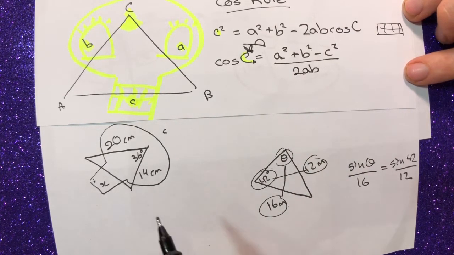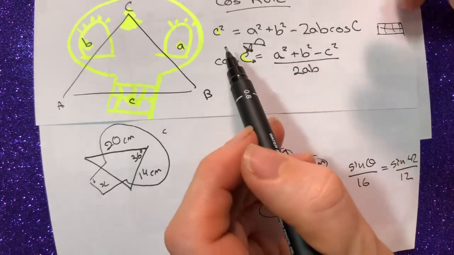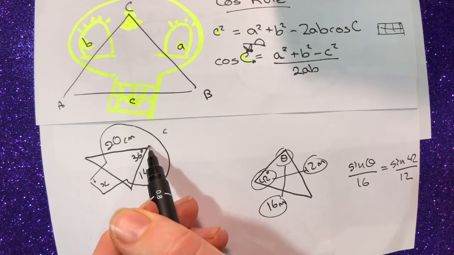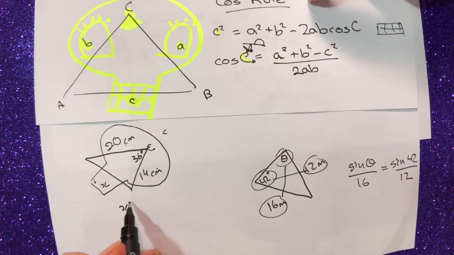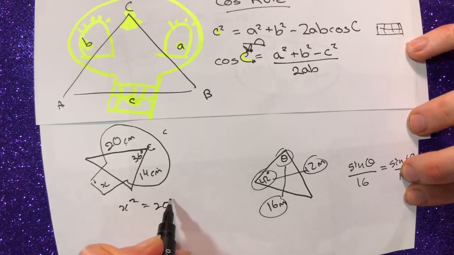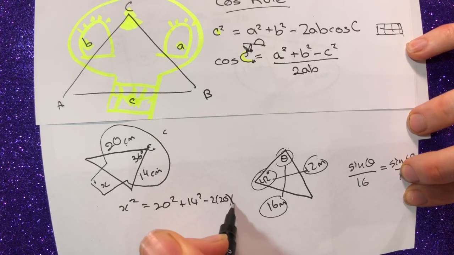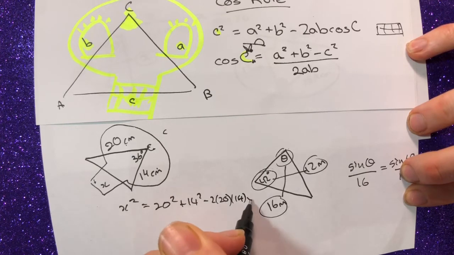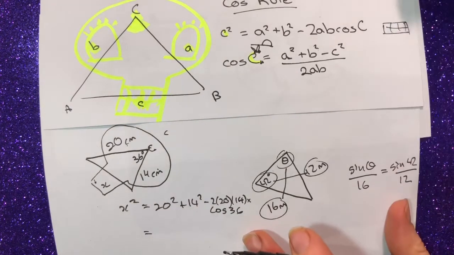Anyway, want x. Going to put it into this version because it's the unknown side, which is C, making this my capital C, and these guys my A and B for my eyes. So x squared equals 20 squared plus 14 squared minus 2 by 20 by 14 times, on the new line because I ran out of room, cos of 36. I'd put that in the calculator and keep going from there.